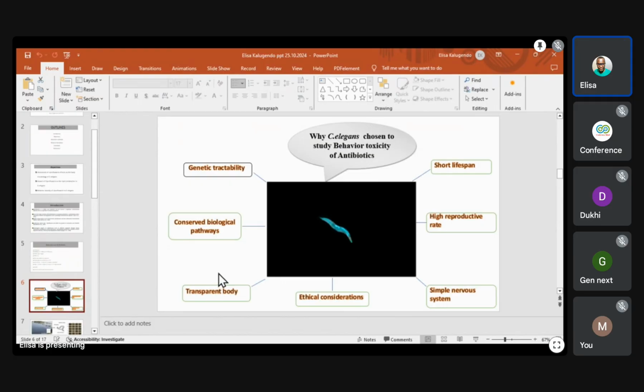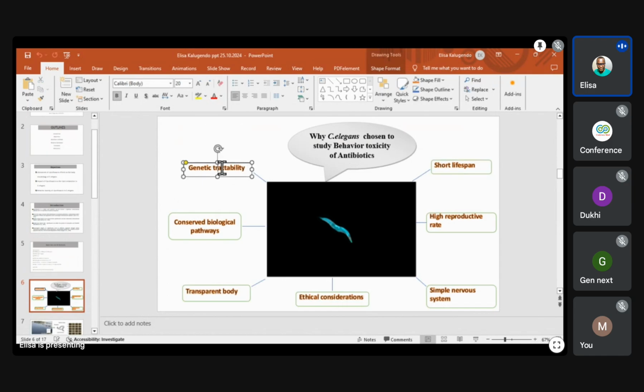So why did we choose C. elegans to study the behavior and the other metabolic or physiological impact of antibiotics, especially ciprofloxacin? We chose C. elegans for different reasons, but the main reason is that it has a short lifespan. Within a few days, you will get a good number of embryos at one stage, which can be subsequently subjected to toxicity tests, and then you can have your effect observed within a short period of time.